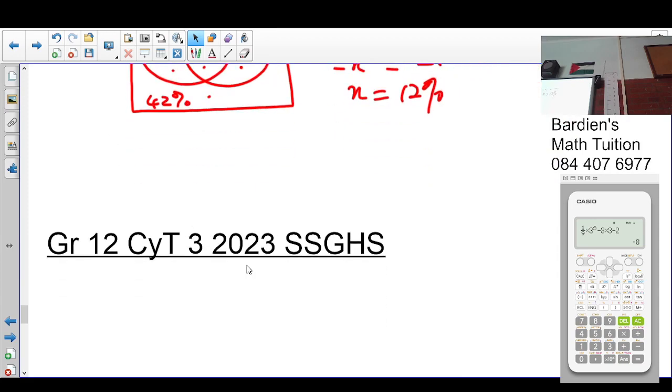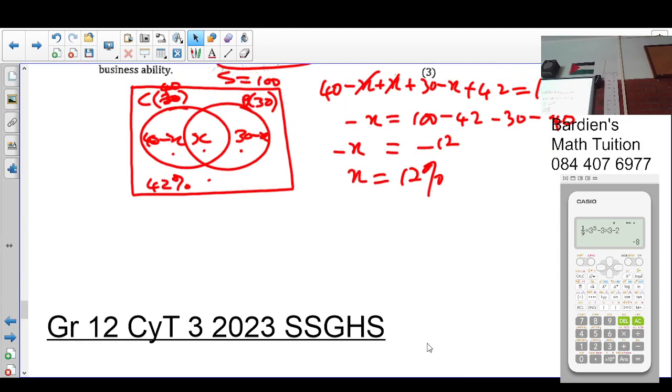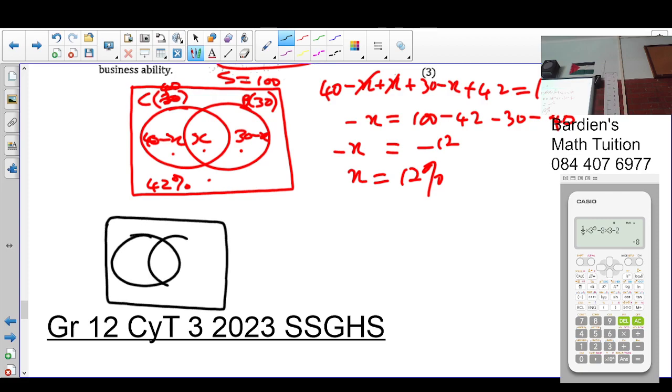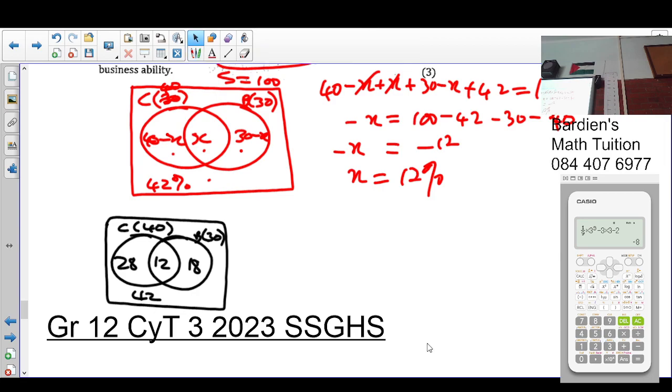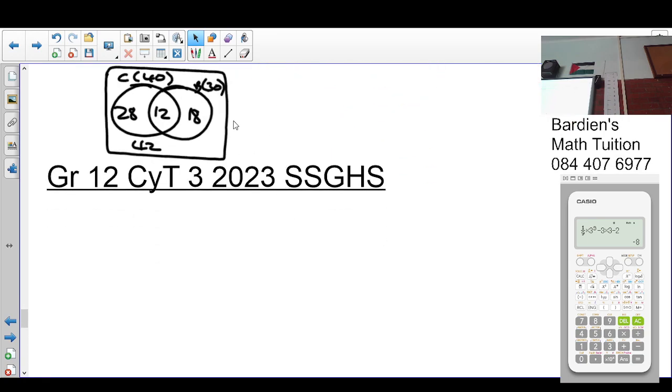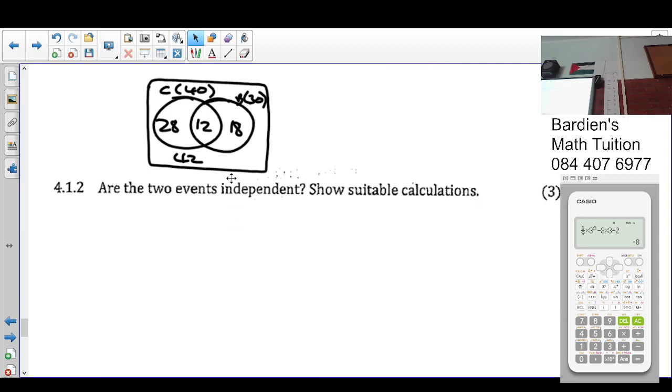Okay. So what I'm going to do now is redraw this Venn diagram. So of course that is 12. 40 minus 12 is 28. Your business ability is going to be 30. 30 minus 12 is 18, and 42% on the outside. Okay. So that in red is what gets you 3 marks. Okay. Now, let's go to the next question.